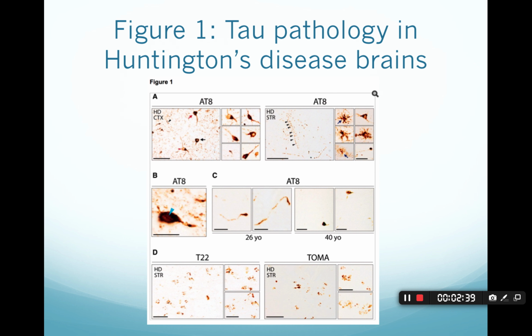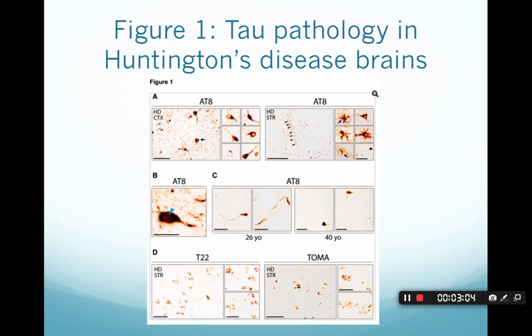Figure 1 shows various types of tau pathologies observed in Huntington's disease brains. This figure was generated through multiple experiments using immunochemistry on paraffin-embedded sections of Huntington's disease brain samples. Immunochemistry is the use of antibodies and color change to identify protein concentration in tissues. In this case, antibodies were used to identify tau deposits.